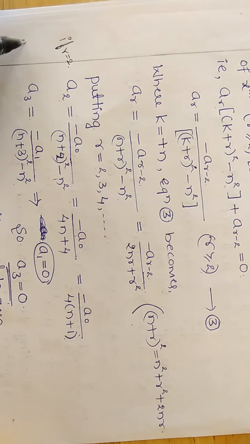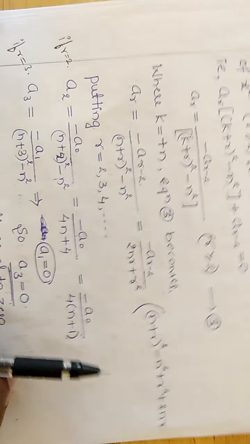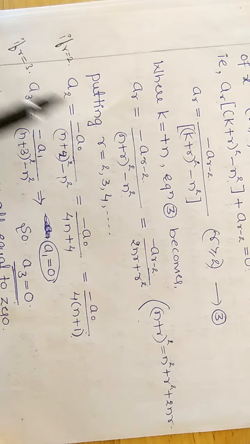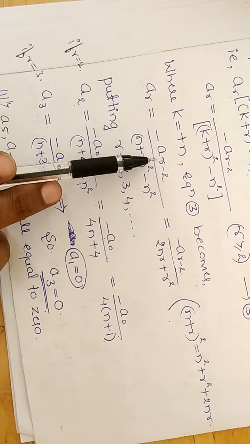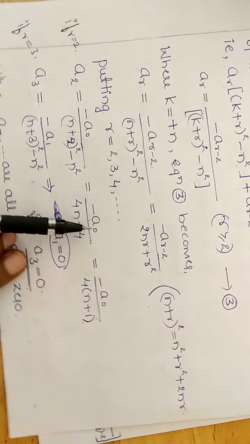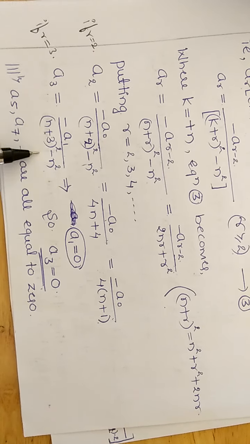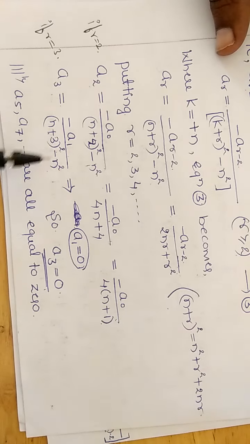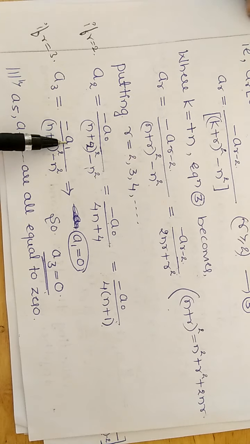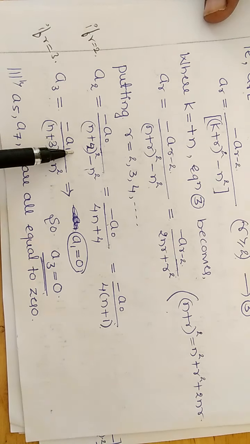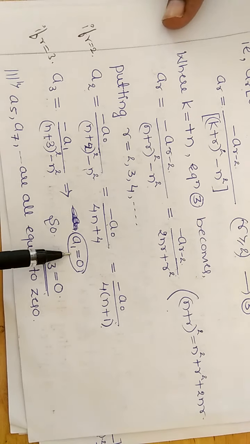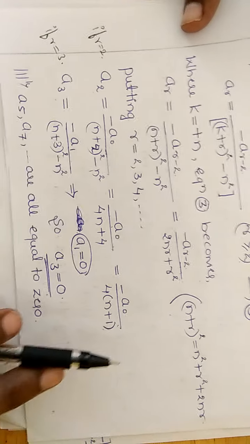Similarly, if r is equal to 3, in general form substitute r is equal to 3, we get a3 is equal to minus of (3 minus 2 is 1) a1 divided by (n plus 3) whole square minus n square. We have a1 is equal to 0, then a3 becomes 0, so the value of a3 is 0.